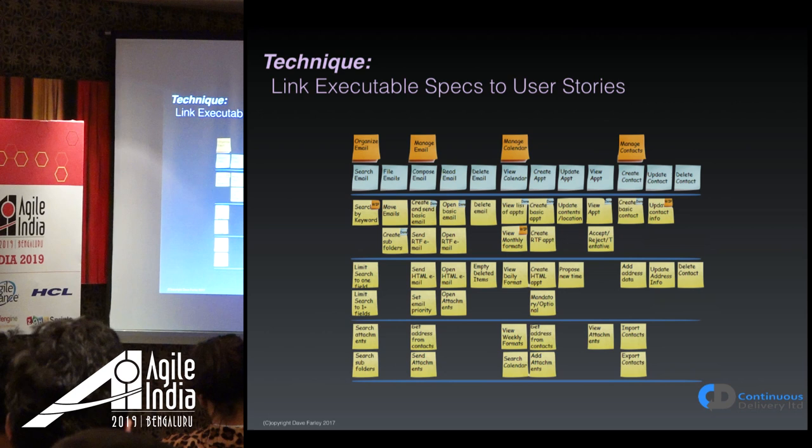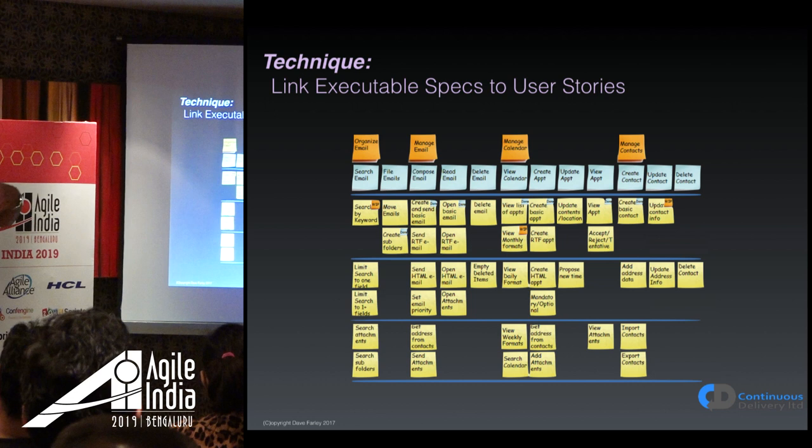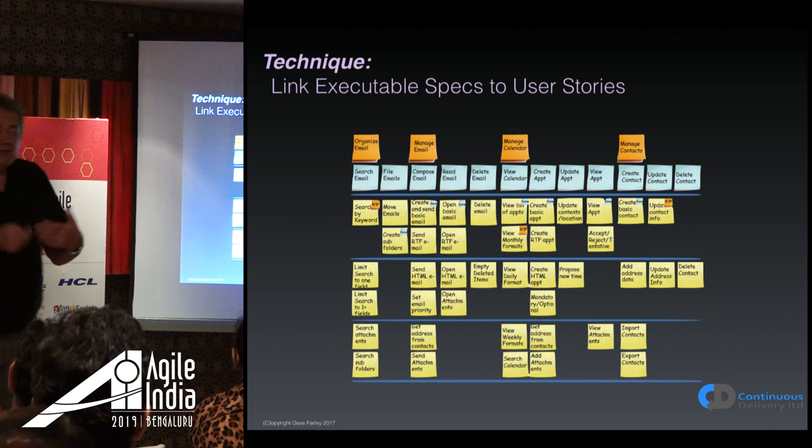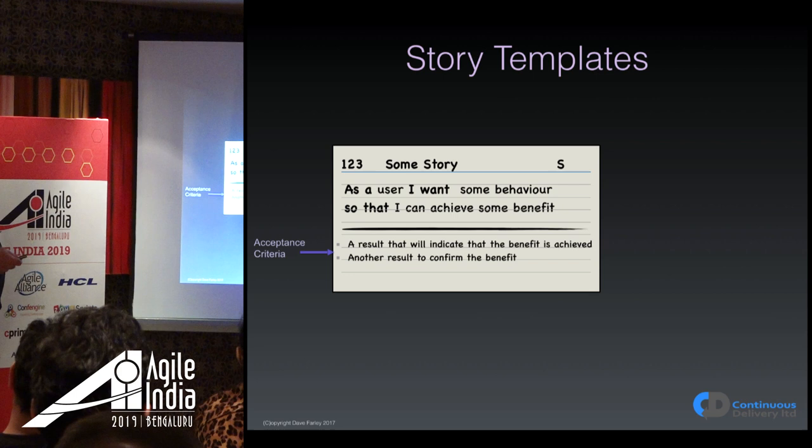Link the executable specifications to user stories. Make the step a tiny one between user stories. I have several clients that don't bother with user stories anymore. They just write the executable specifications because it's essentially the same thing. So try and think in those terms. What we're trying to do is capture the intent of the software rather than the mechanisms.